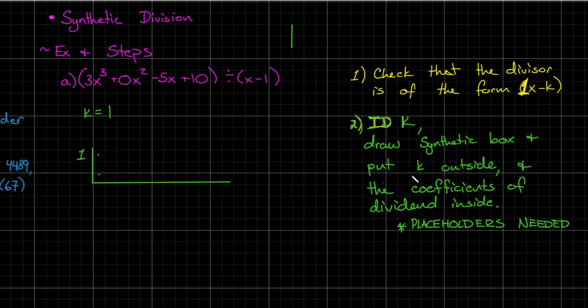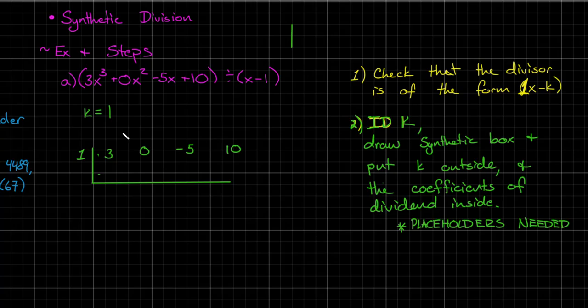The first row is of all that we're going to put right now, the coefficients of the dividend. What are my coefficients of this thing? What's the leading coefficient of my dividend? 3. So I'm going to put a 3. What's the next coefficient? 0. The next? -5. And the last? 10.